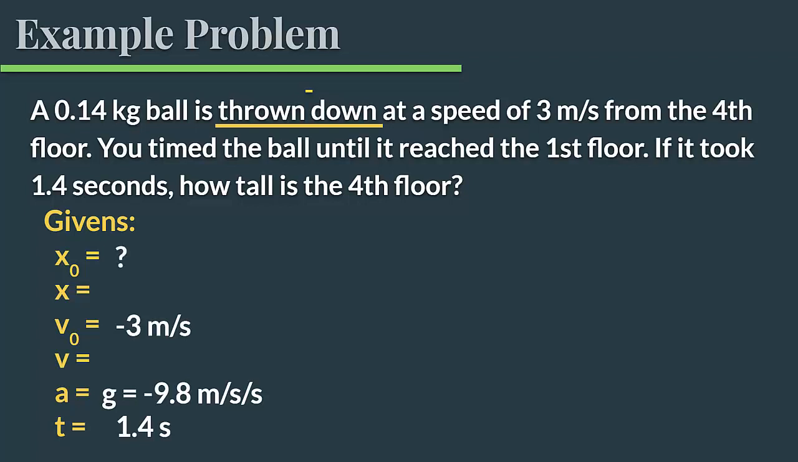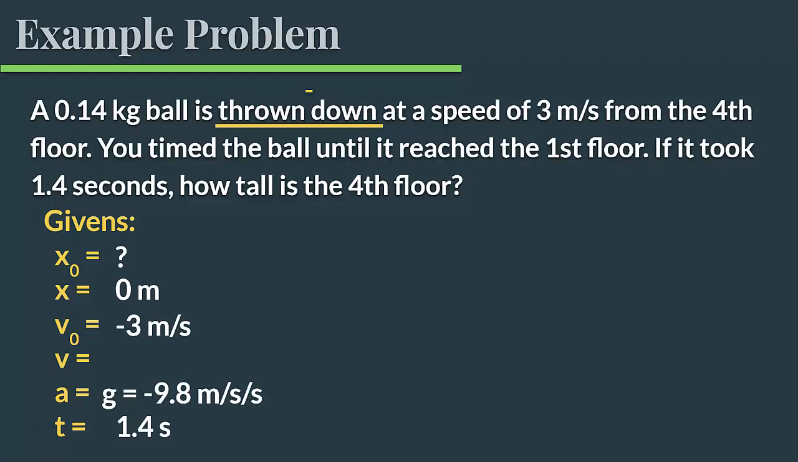Okay, I don't have an initial position given to me, but it would make sense to call my final position 0. Because I know that I'm dropping this to the floor, so let's go ahead and call the floor 0. We're trying to figure out how tall the 4th floor is, so we're actually looking for x naught. Okay, what was the initial position when it was thrown down? Now it's at 0 once it's on the floor.